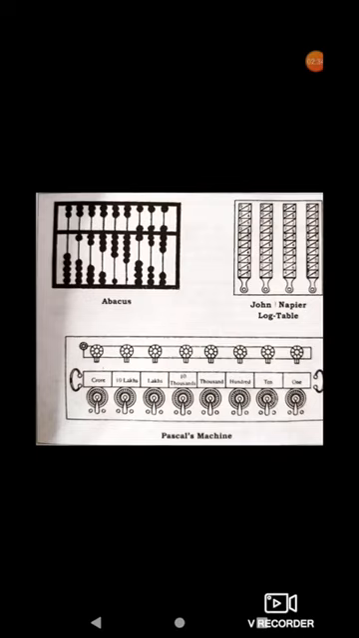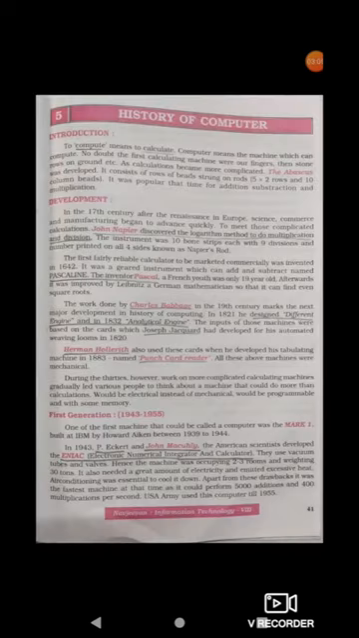So the abacus, as you can see, is separated by strings, rods and beads. And the log table, similarly the Pascaline machine. This is just for you to understand in pictorial form what an abacus is, what a log table is, and what a Pascaline is. So let's now look at the generations.